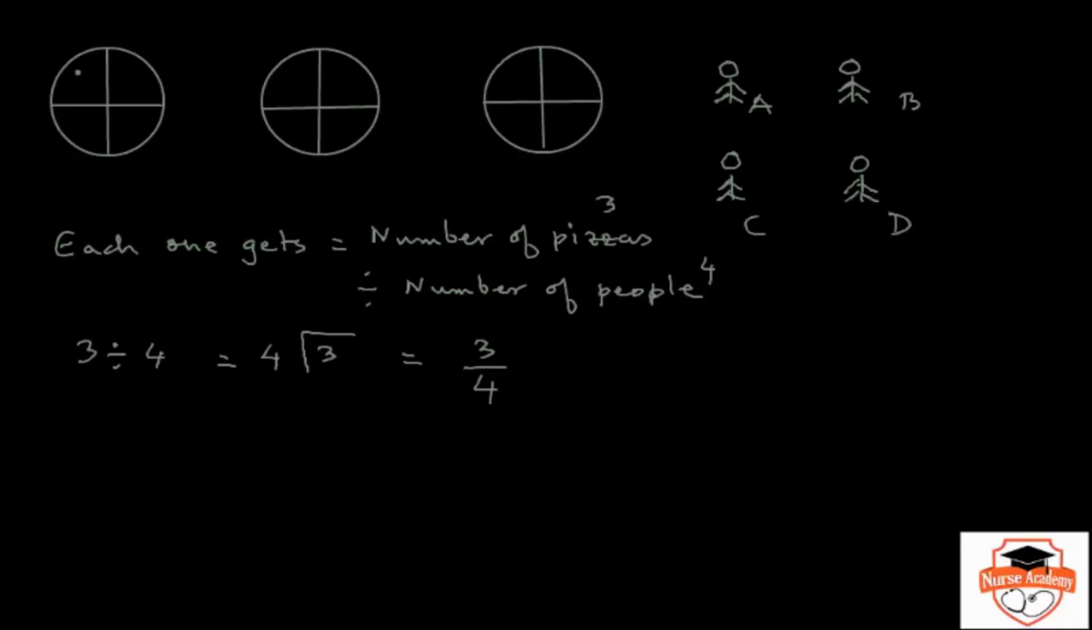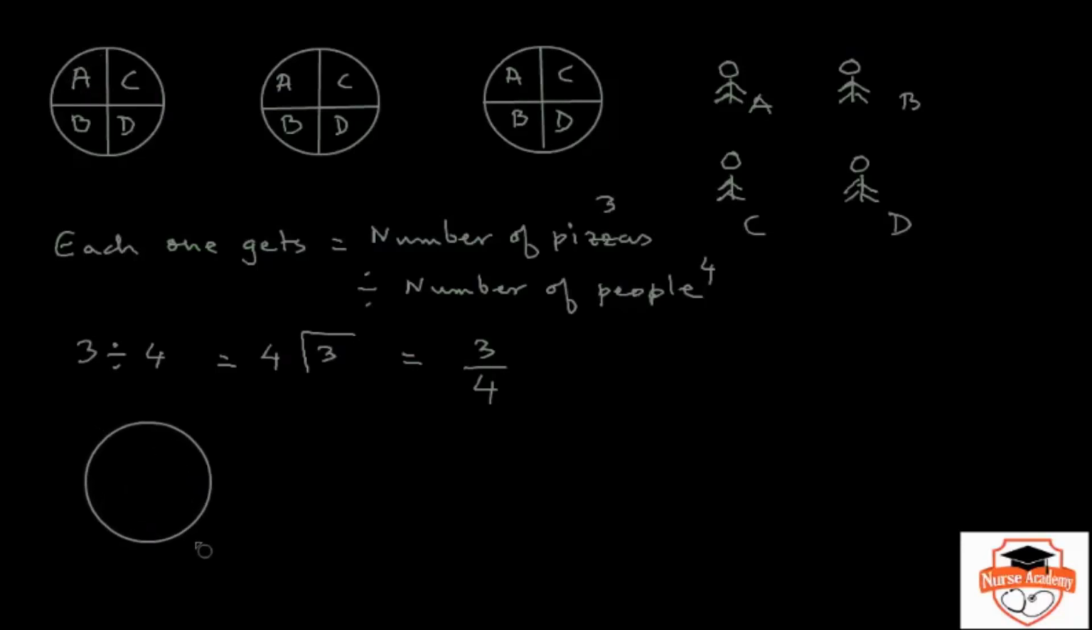So on the first one, this is what A gets, this is what B gets, this is what C gets, and this is what D gets. On the second one, this is what A gets, this is what B gets, this is what C gets, and this is what D gets. On the third one, this is what A gets, this is what B gets, this is what C gets, and this is what D gets. Let's focus our attention on A's share.